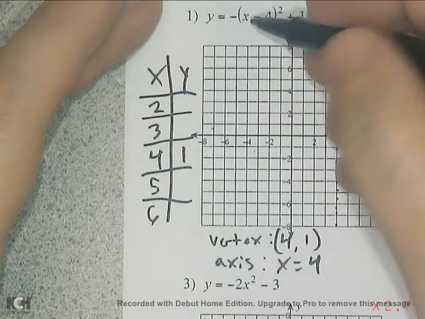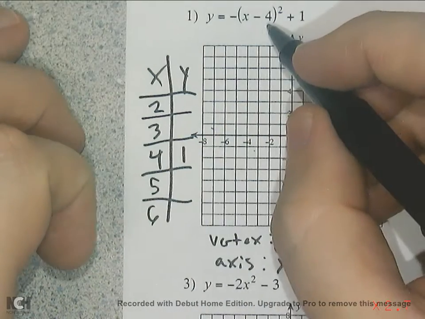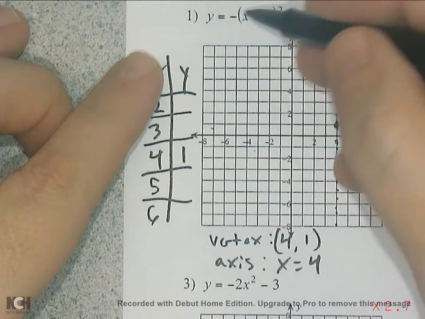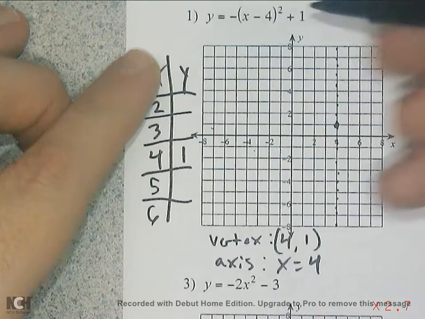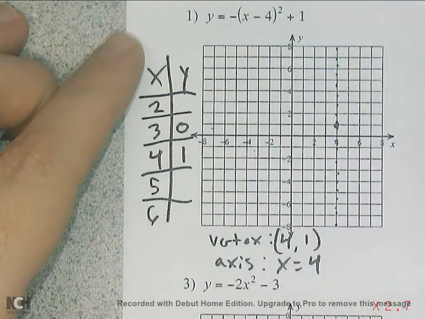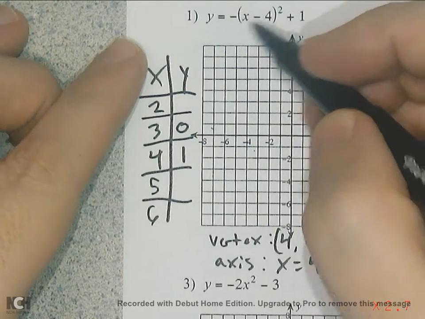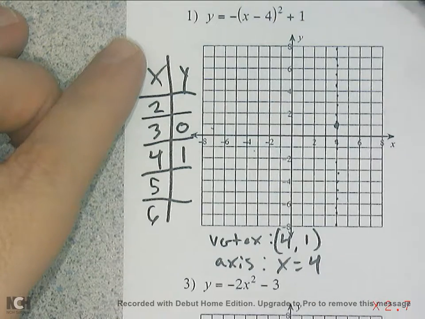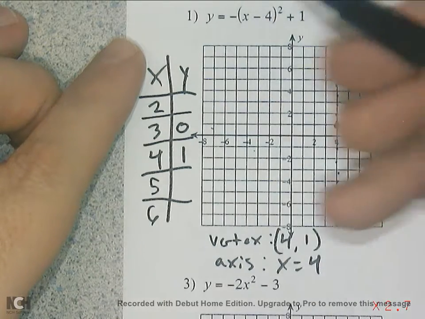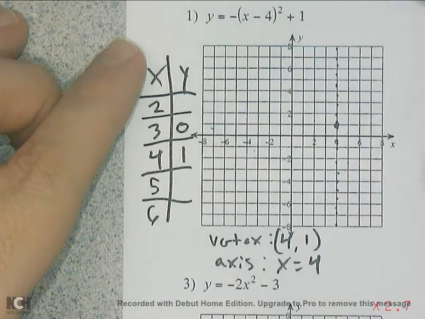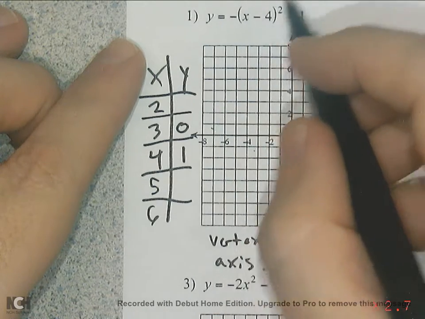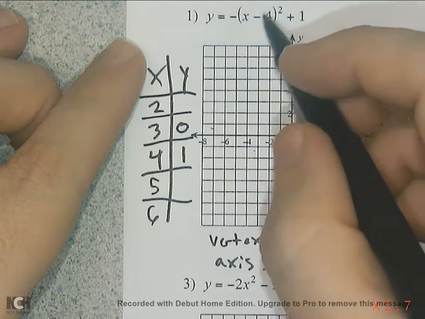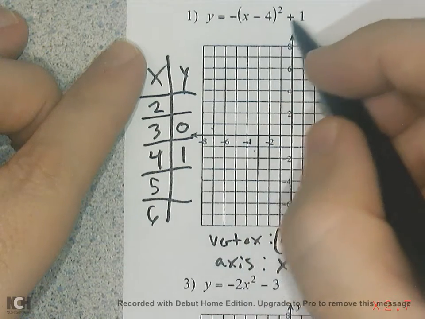And then when I plug them in, 3 minus 4 is negative 1. Negative 1 squared is 1. 1 times negative is negative 1, plus 1 is 0. Okay, 2 minus 4 is negative 2. Negative 2 squared is 4. Becomes negative 4. And then plus 1 would be negative 3. Double check that I did that. Negative 4, negative 2, 4, the negative 3.